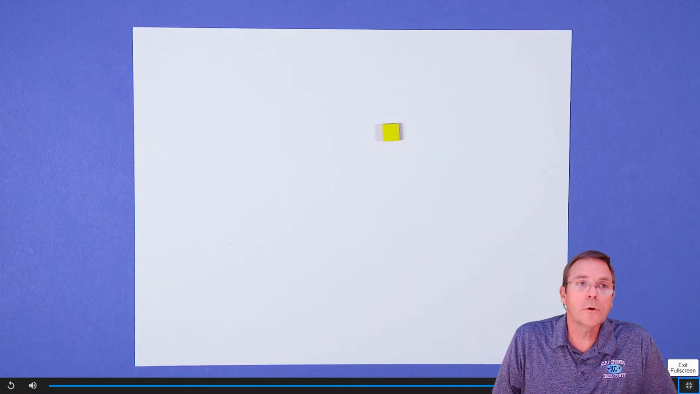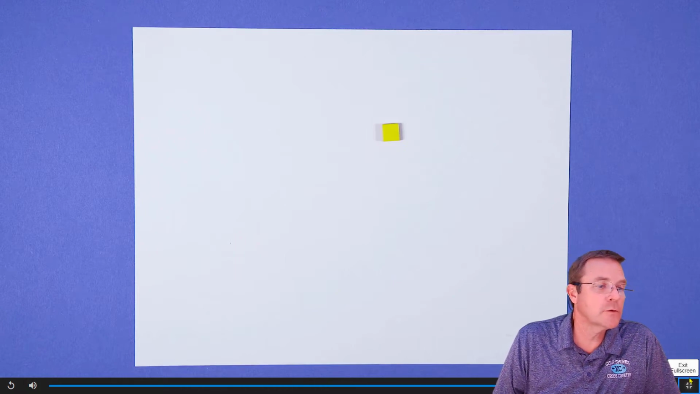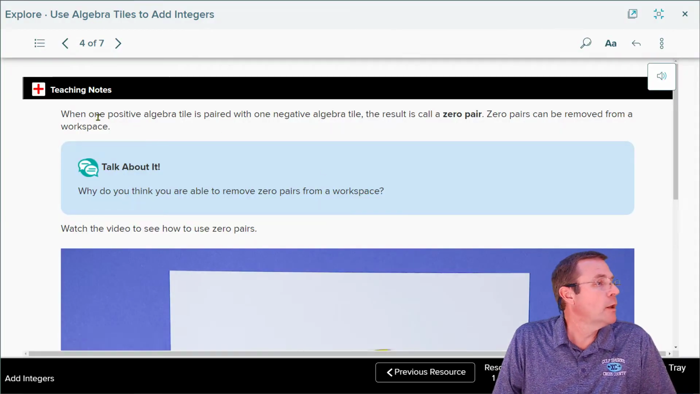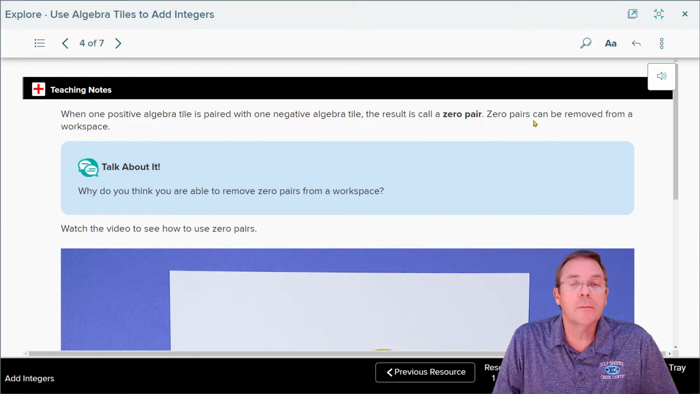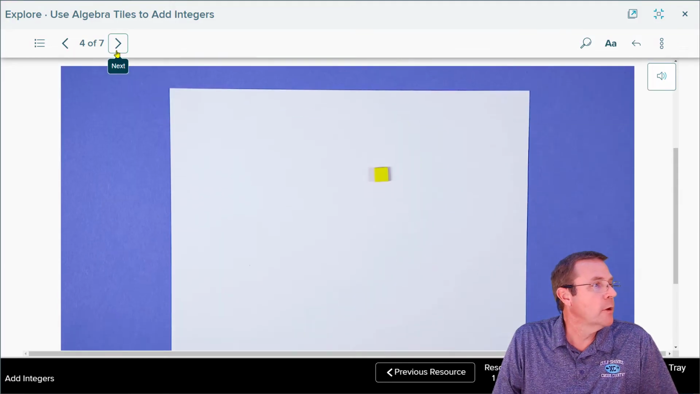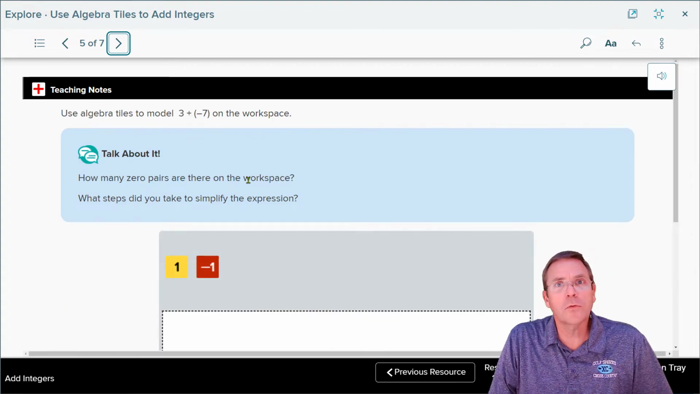That works pretty good, and considering they've already talked about zero pairs with us, I guess it makes sense that they should give us an actual video for it. You, of course, have the vocab here. One positive algebra tile is paired with one negative algebra tile. The result is going to be a zero pair. The zero pairs can be removed from your workspace. So, with that in mind, let's work this problem.